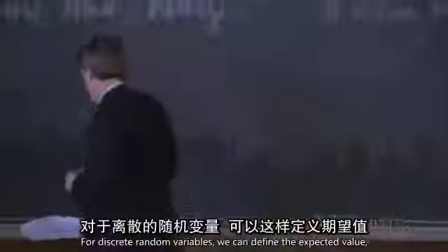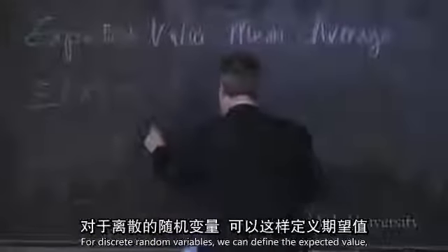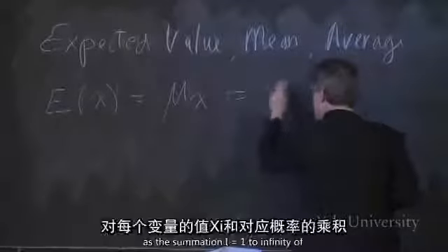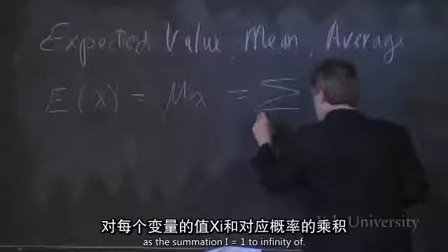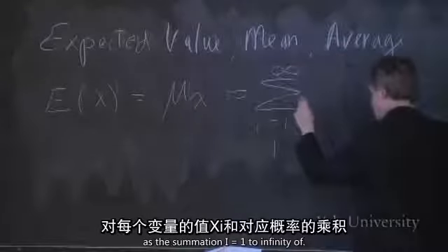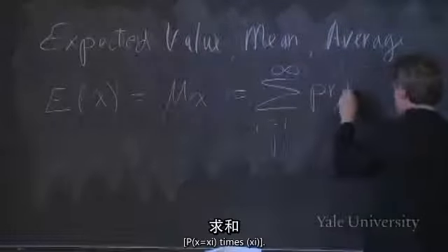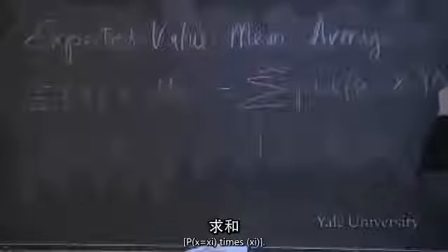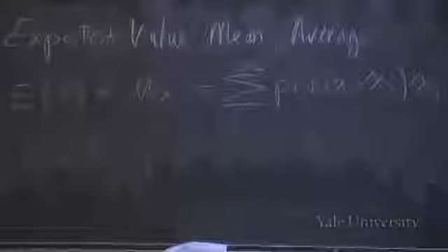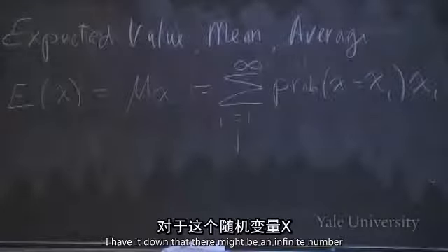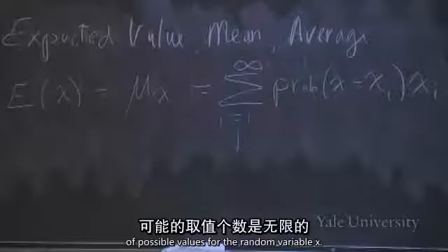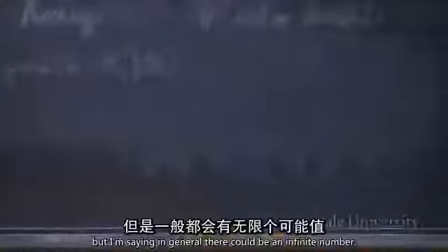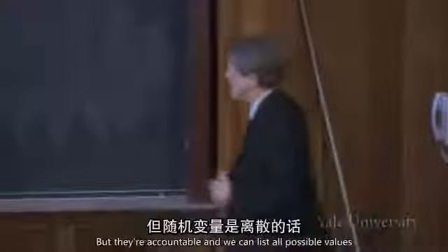For discrete random variables, we can define the expected value, or mu sub x, that's the Greek letter mu, as the summation from i equals 1 to infinity of the probability that X equals x sub i times x sub i. So there might be an infinite number of possible values for the random variable X. In the case of the coin toss, there are only 2, but in general there could be an infinite number, though they're countable.